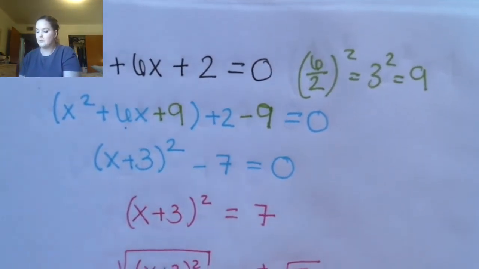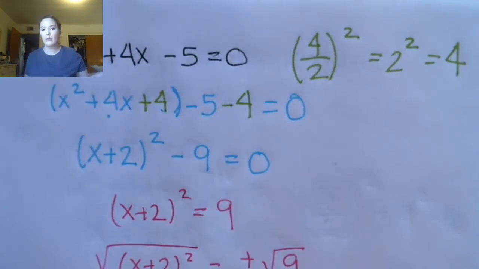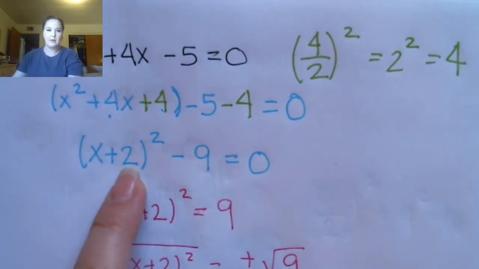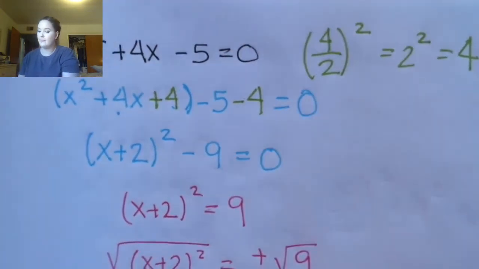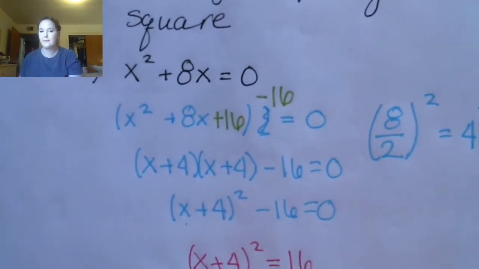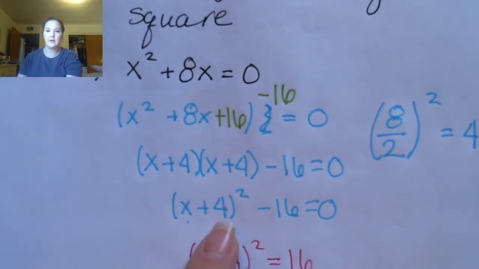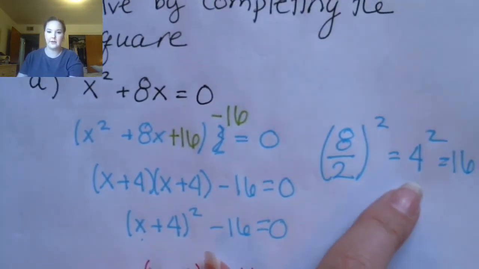Let's look at part B. Here's my factored number. Same. Okay, let's look at part A. Here's my factored number. There it is.